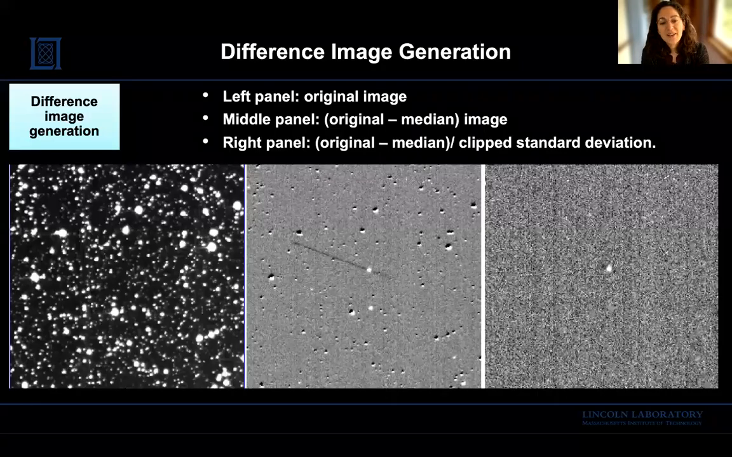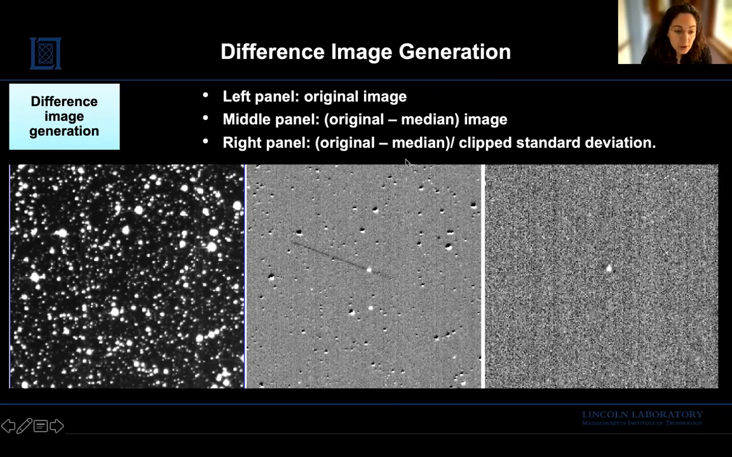So another piece of our pipeline I'd like to mention is the difference image generation step. On the left is just a cutout from an original calibrated image. In the middle is the original minus the median image. And so subtracting the median removes things that are stationary, leaving behind the moving objects.